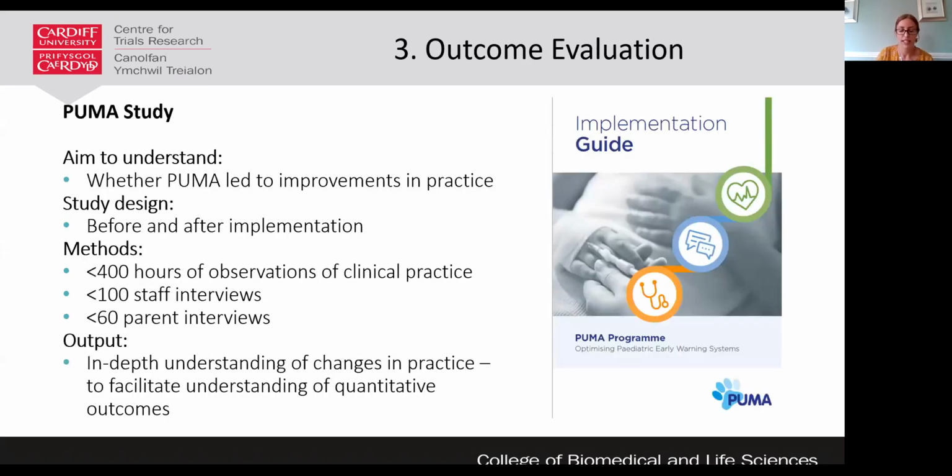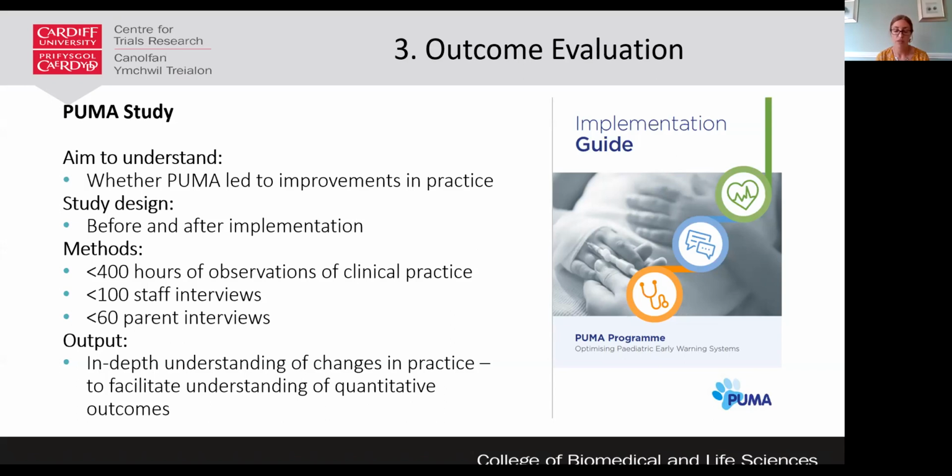Okay, and then finally, moving on to look at how we can evaluate outcomes and use qualitative research methods to do this. So the PUMA study is a recent study and is an excellent example of how we can evaluate outcomes. It's a program which was developed to improve systems in hospitals for detecting and responding to deterioration in child patients. So Amy Lloyd and team worked on this with Professor Davina Allen in the School of Healthcare Sciences.